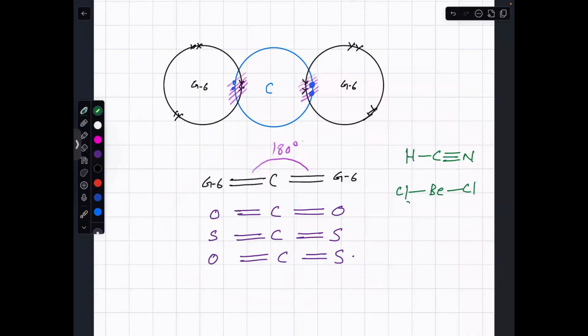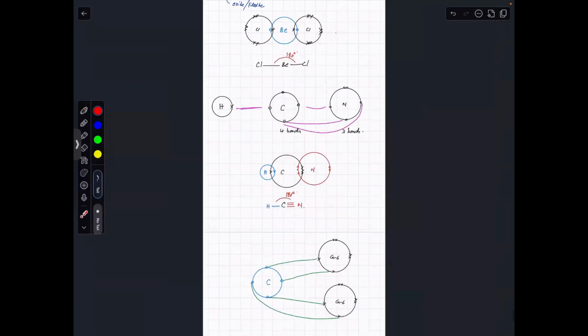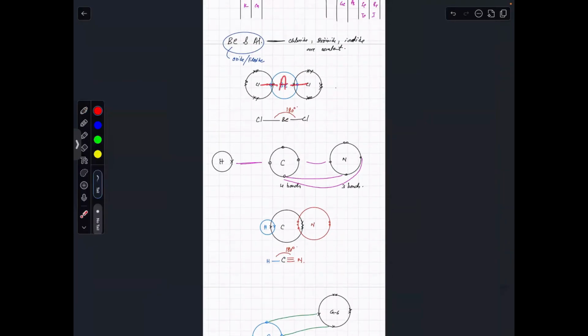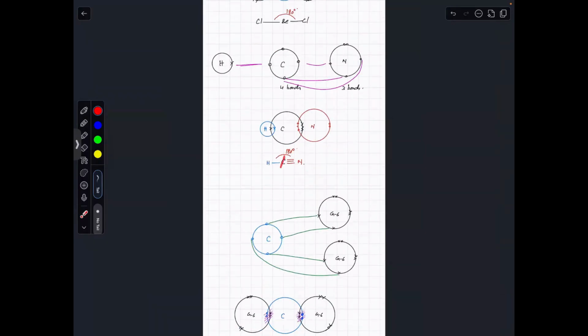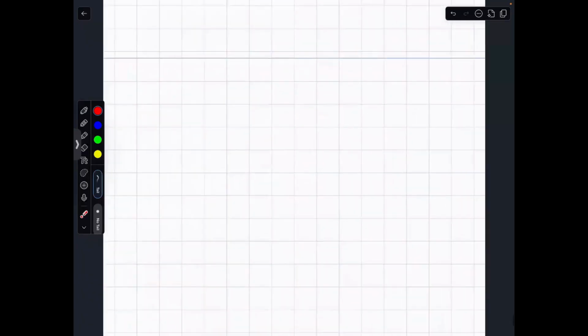And they're all what? I'm using AB2, 180. Agree? Look, this is what? AB2, no lone pair. This is what? AB2, 180. This is also what? AB2, 180.